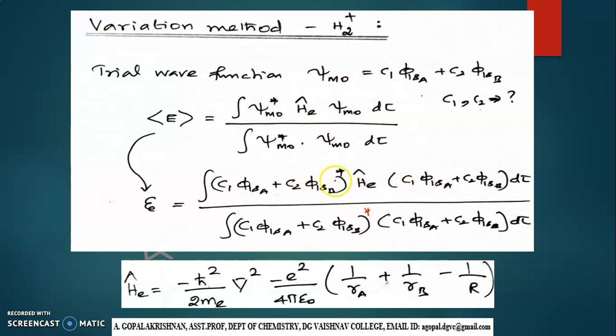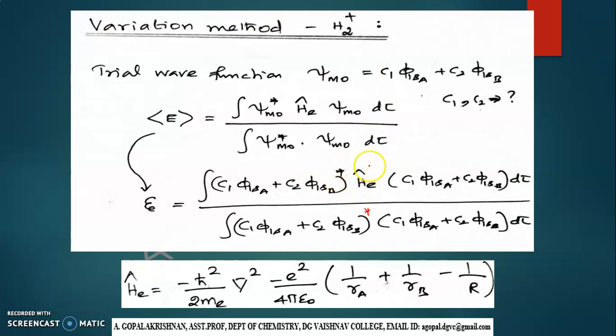Here the star does not produce any effect, because the 1s orbital of the hydrogen atom does not contain an imaginary part. So keeping this star is immaterial. You need not worry about that.